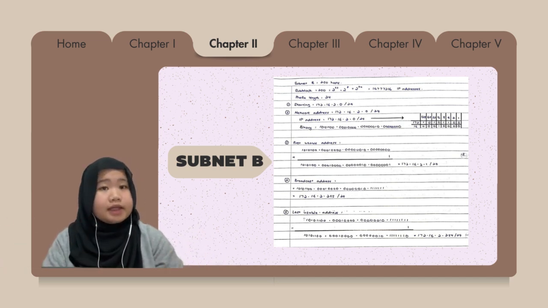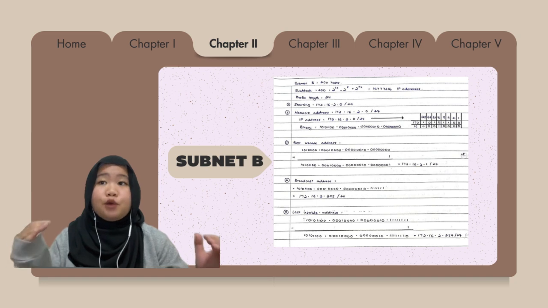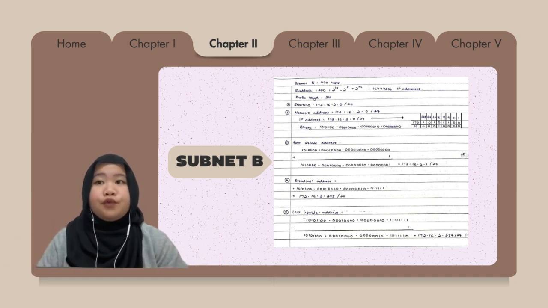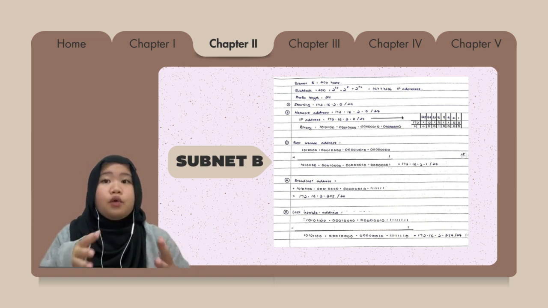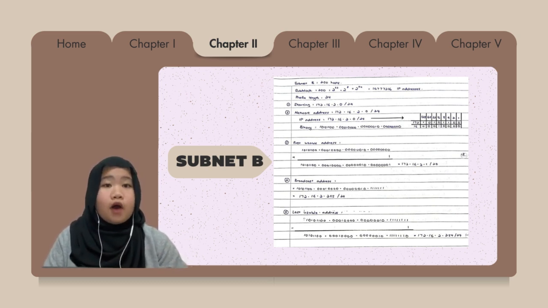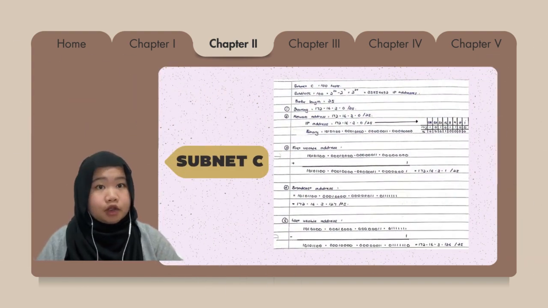And then lastly, for the last usable address, we're going to use the broadcast address that is in the binary form. We have to minus 1. So after you're done with your calculation in binary form, you have to change it to the decimal form. So we're going to get the last usable address is 172.16.2254/24.